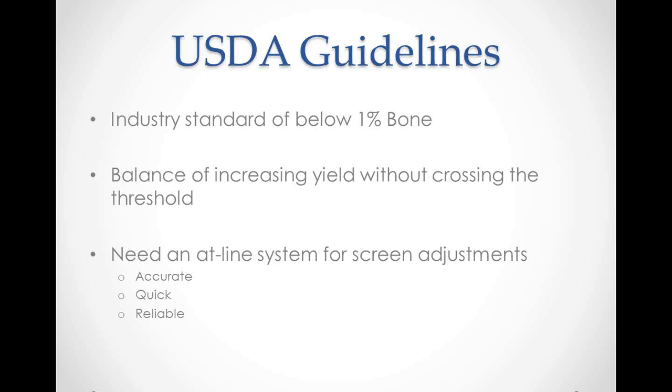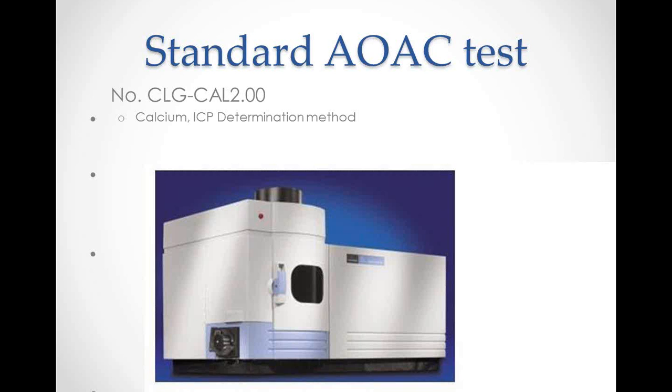So at this time, there are a few different options for bone content analysis available to your processing facilities. They range in age on the market, time per test, and the type of chemistry used, but all of them aim for a final product analysis of bone, sometimes shown in the form of calcium within the sample. The current standard AOAC test of reference is USDA SOP number CLG-CAL 2.00. We commonly title this the calcium ICP method determination.